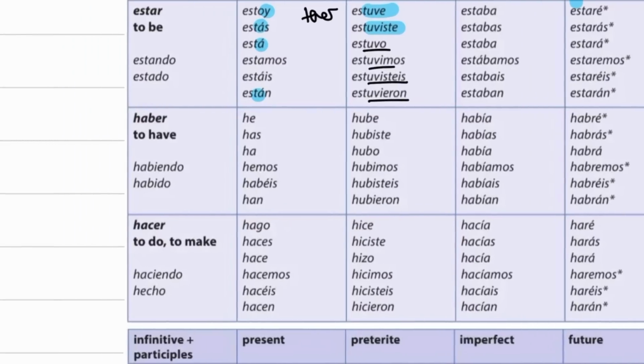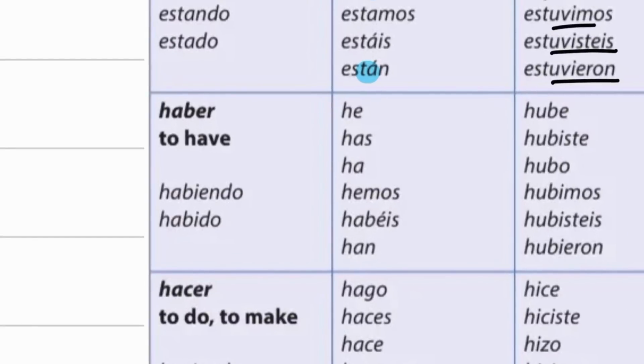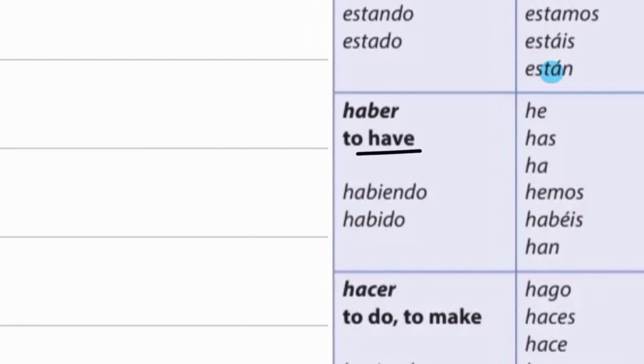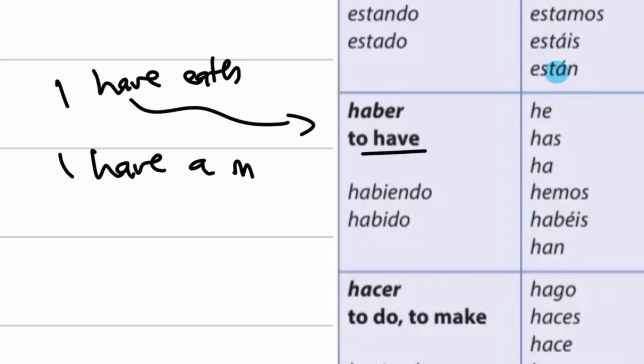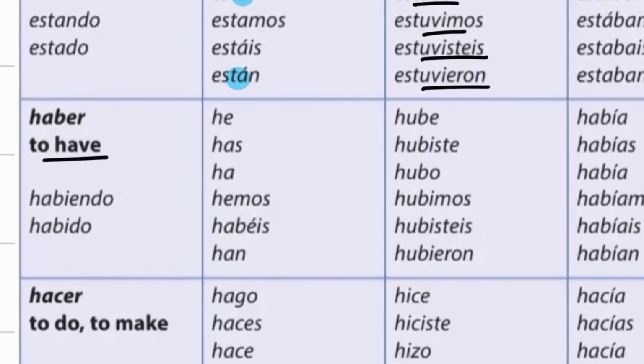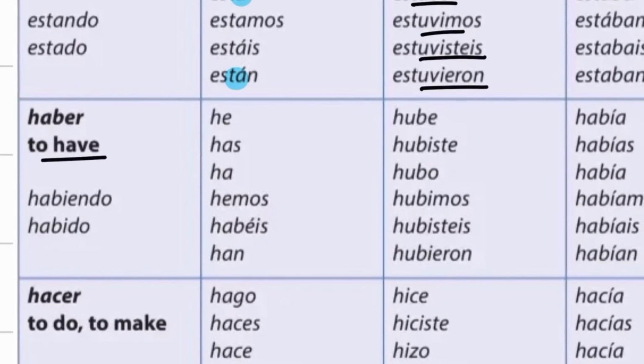Okay, haber is quite an interesting verb, quite a tricky one. So this means to have in terms of as a compound tense. So in English, if I said, I have eaten, that's where we're going to use this version of haber. If we were to say I have a phone, we're going to use tener for possessions. So haber is pretty irregular here. So for example, the E again comes out of nowhere, he. The other ones are okay.